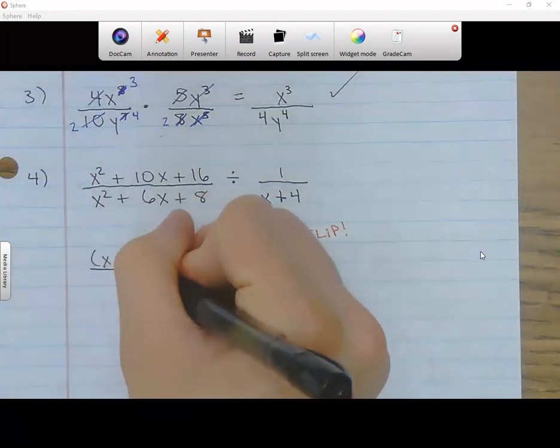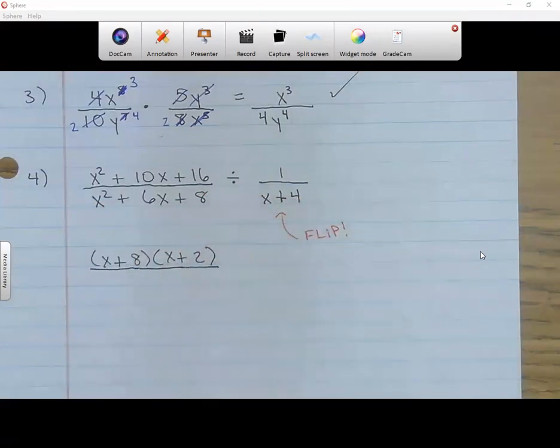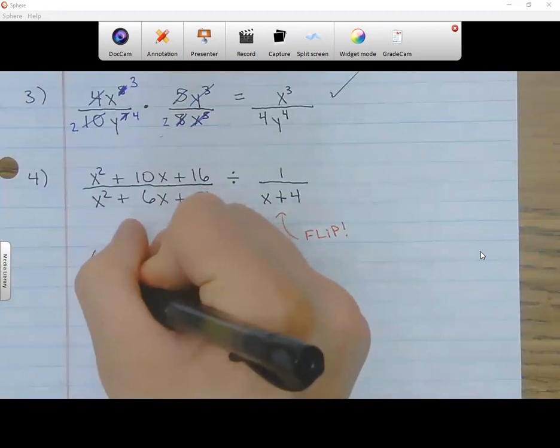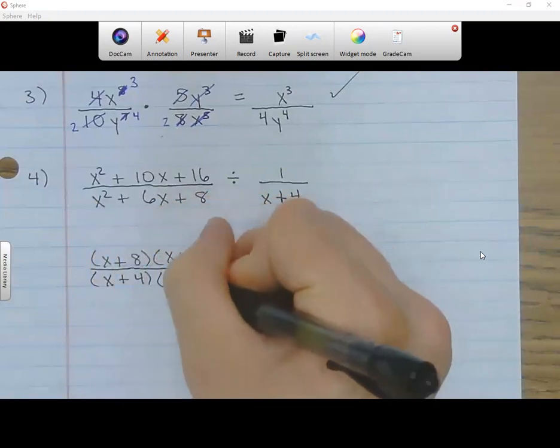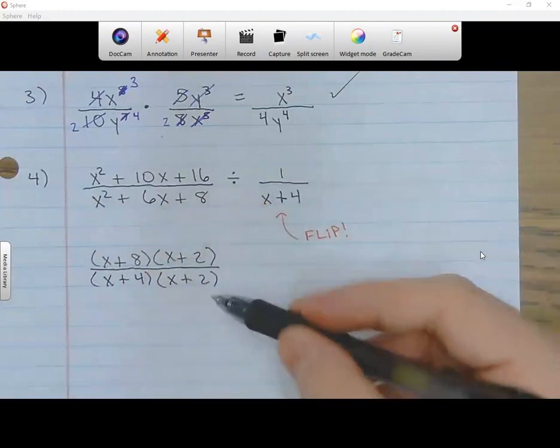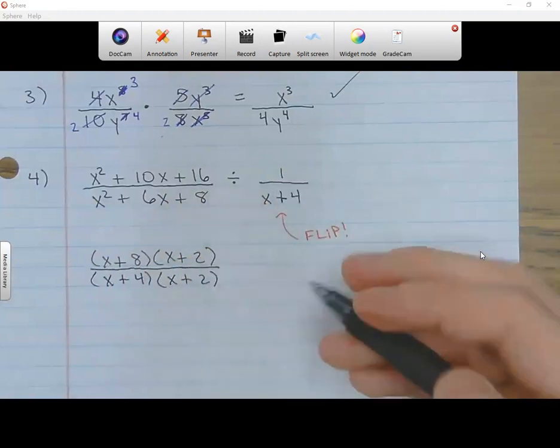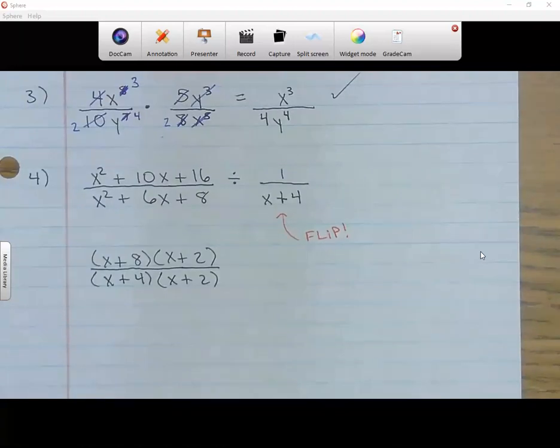What about the bottom? 4 times 2, I think that'll work. So x plus 4, x plus 2. I can already see what I'm probably going to cancel out, right? So that's the first fraction. And all I did for the first fraction was factor the top part and factor the bottom part. Now, the next fraction, I don't really need to factor because everything is already factored out for me.